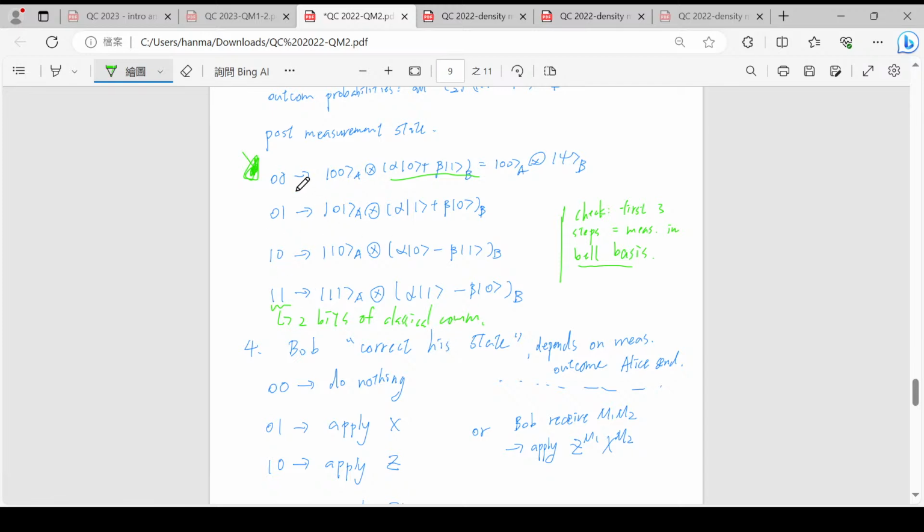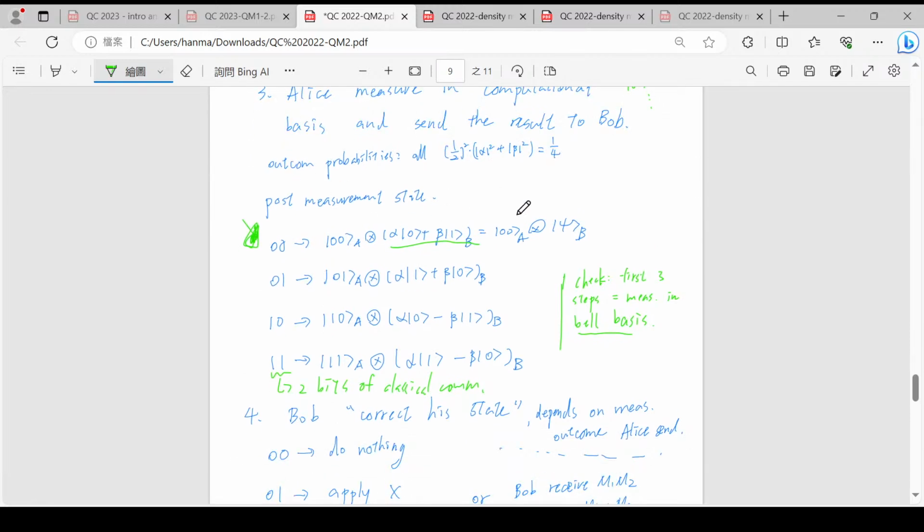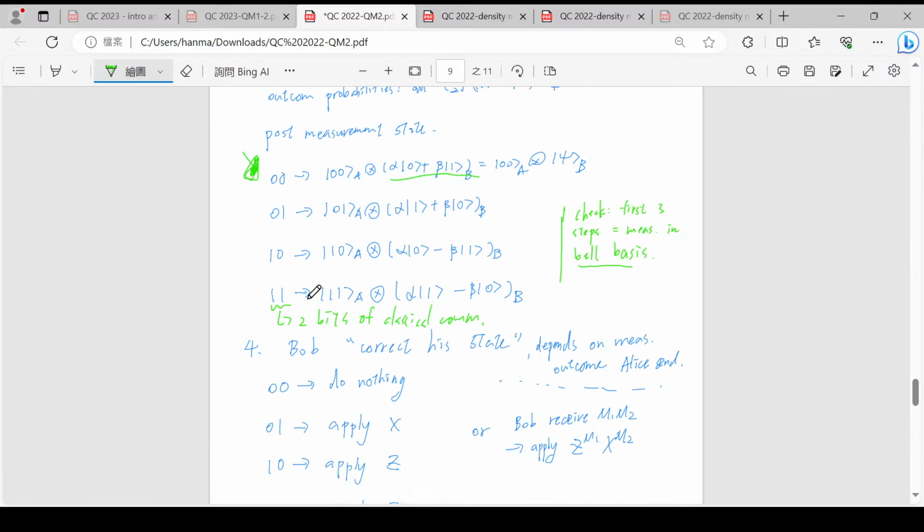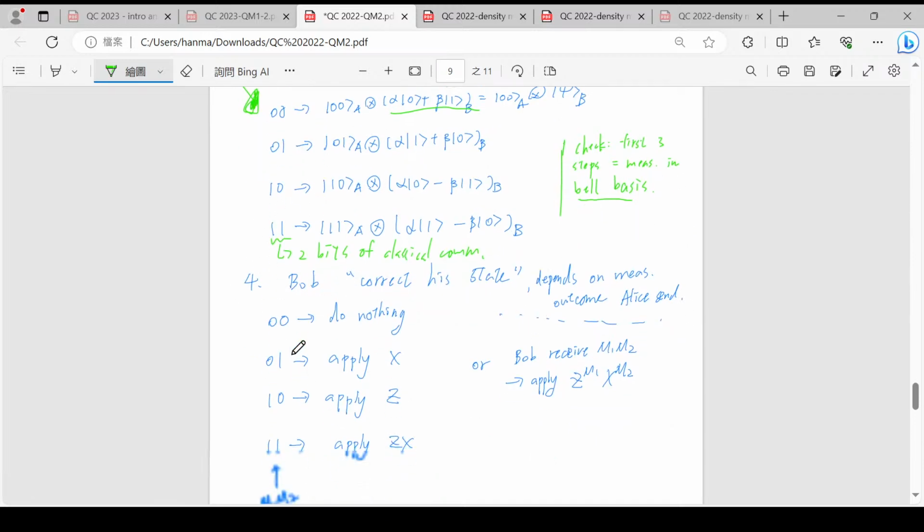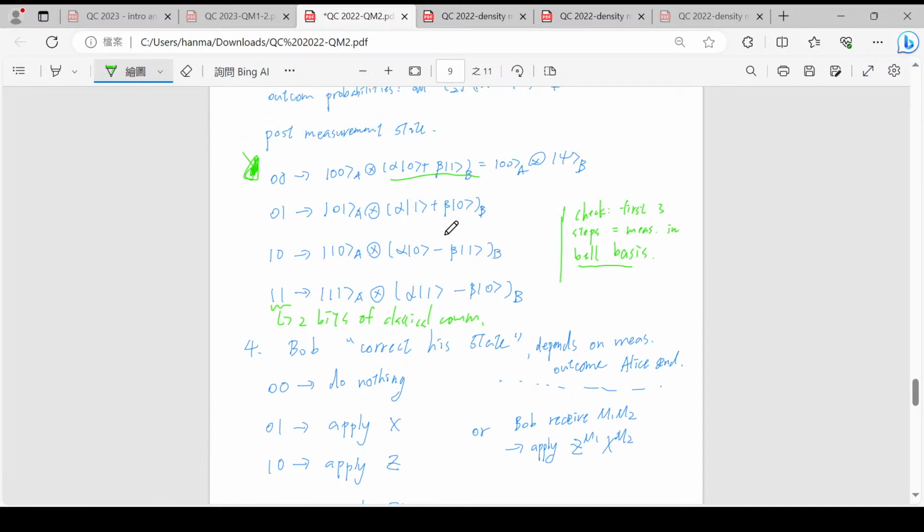Alice uses those 2 bits of classical communication to send them to Bob. If Bob receives 0, 0, they are very lucky and they know the teleportation already succeeded. But even if Bob receives anything else, the protocol still succeeds, because those 3 states have a very strong correlation to alpha 0 plus beta 1, if you look carefully.